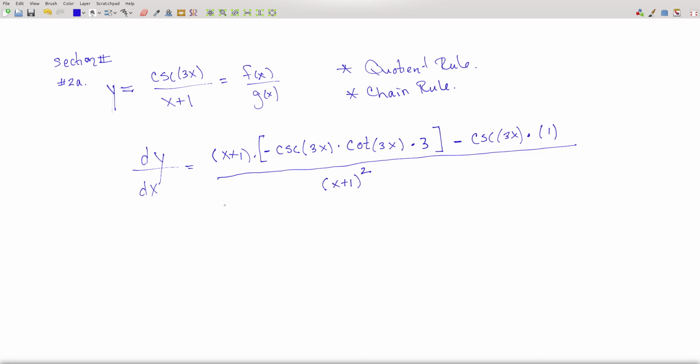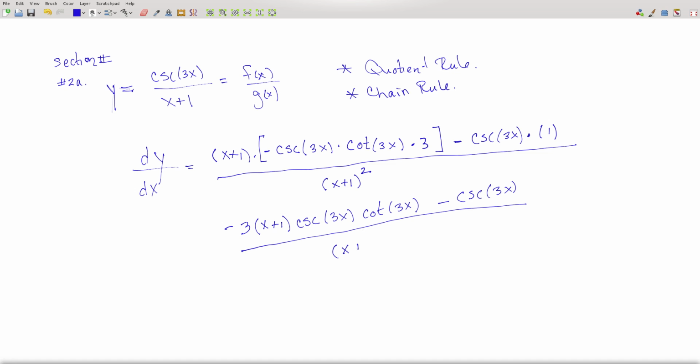Alright, well, let's see if this can be cleaned up just a little bit. This is a negative, and that 3, I can certainly write this as negative 3 times the quantity x plus 1 times the cosecant of 3x times the cotangent of 3x minus the cosecant of 3x times 1. Nothing changes. All of this is over the quantity x plus 1 squared.